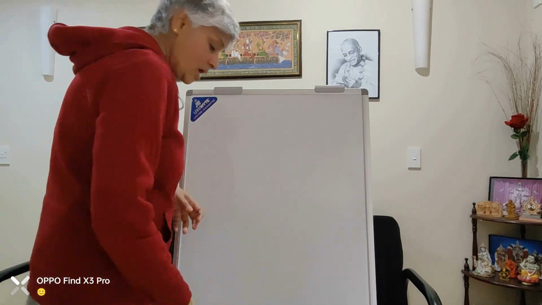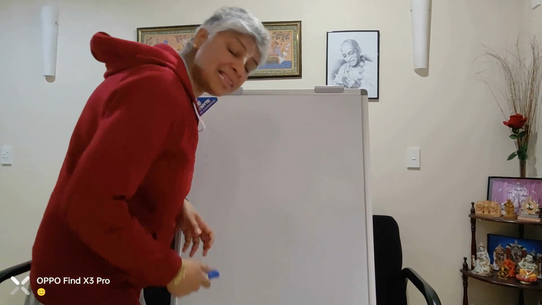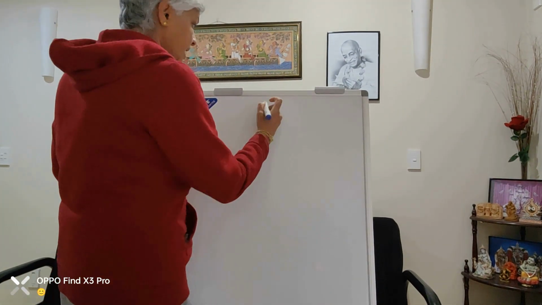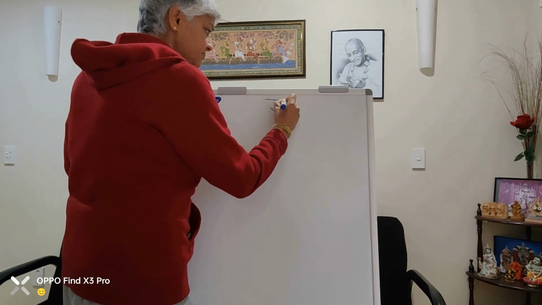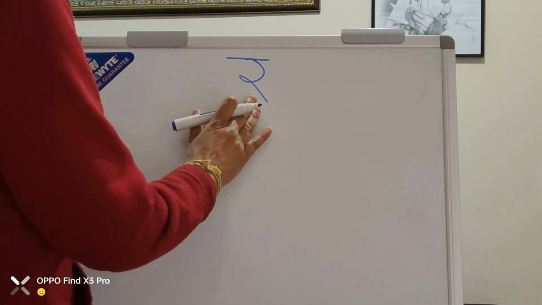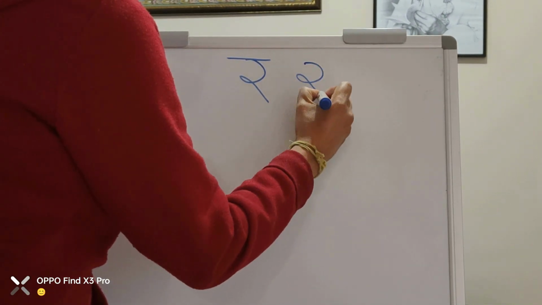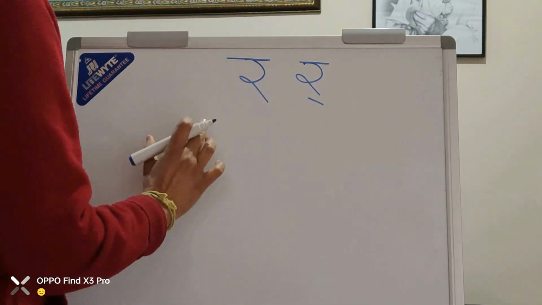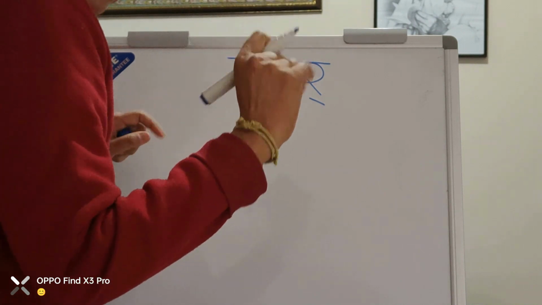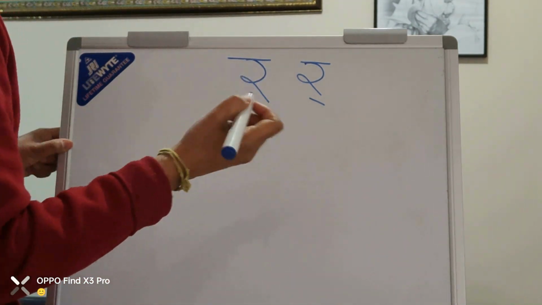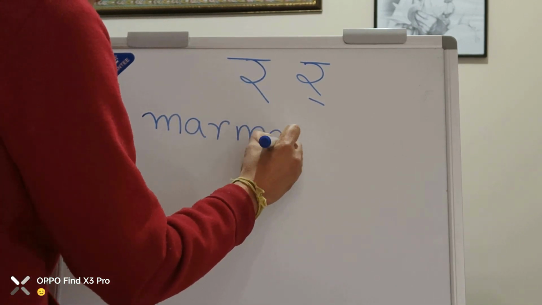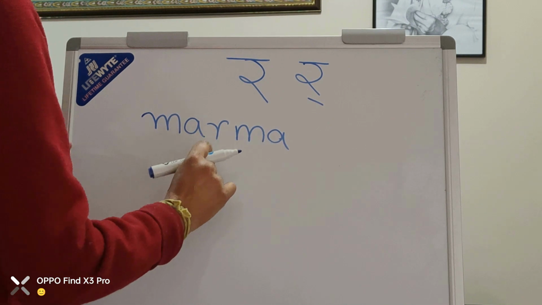Now we're going to come to a very special letter. This is the letter R. Okay. How is R written? Why is R so special? Because R, when it is half and it sits between two consonants, it behaves like this. So let's take a word, marma. This is the R. Okay.